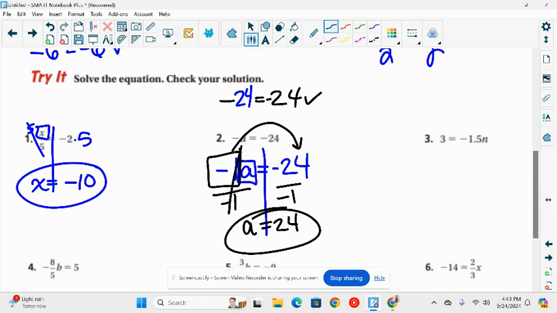Okay, moving right along. Number 3, we're going to chop it, box it. We're going to do the opposite. So currently it's doing multiplication, so we're going to do the opposite. So we're going to divide by negative 1.5. 3 divided by negative 1.5. And I'm going to end up with negative 2 equals n.